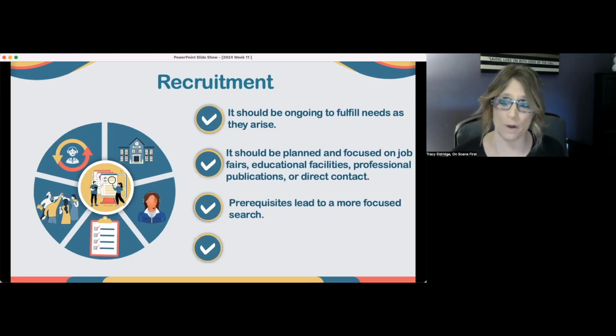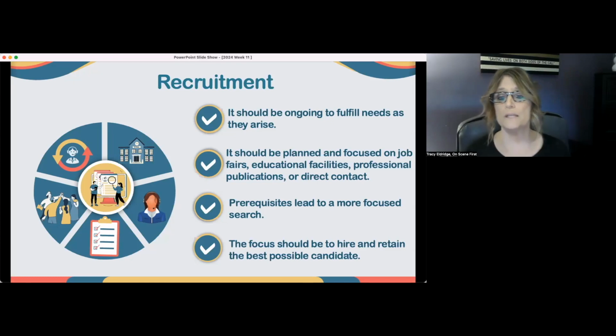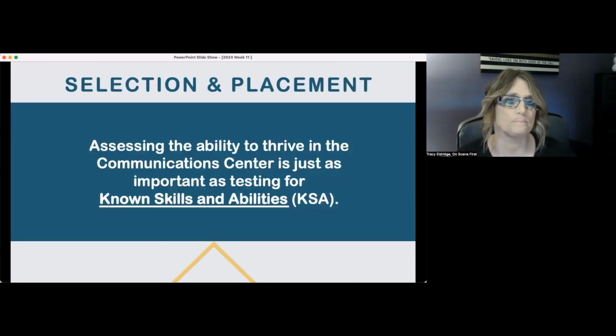Prerequisites, if you have prerequisites such as, they have to at least be 18. They should have 3 years customer service experience. They should have certain certifications. You're going to focus in on your search. You might not get as many folks as you want. So the more prerequisites you have, the more focused the search is going to be. And the focus should be ultimately to hire and retain the best possible candidate. That doesn't mean because they have experience, they're the best possible candidate. Just keep that in mind.